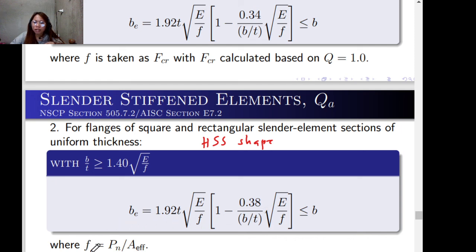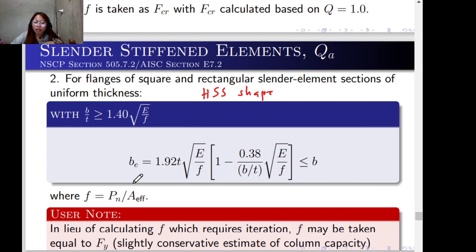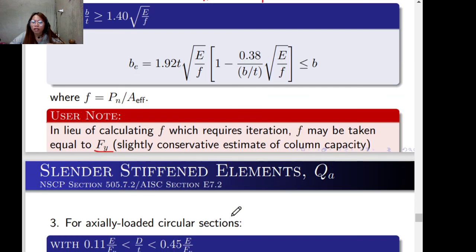Where f is equal to the nominal strength divided by the effective area. User note, in lieu of calculating f, which requires iteration, f may be taken equal to Fy, which is a slightly conservative estimate of column capacity. Okay, let's have an example later.